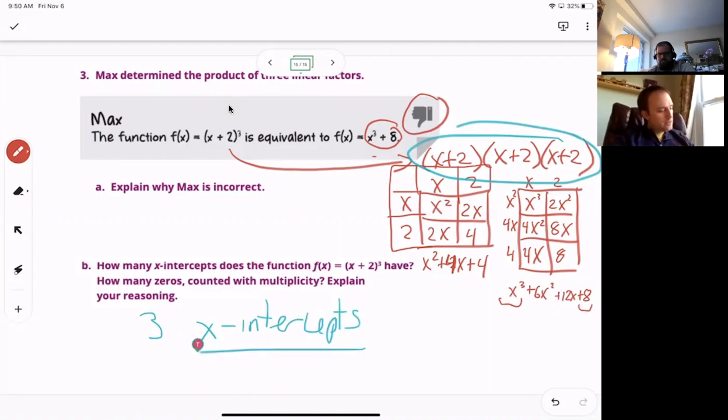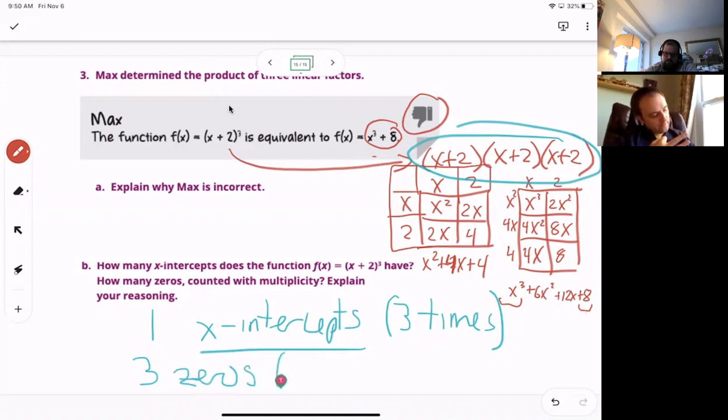And then the multiplicity, how many zeros? Oh, this is interesting. I'm going to change what I said. I'm going to say 1 x-intercept. Yeah, I was going to say 3 because I didn't read ahead about what they were asking me. So we have 1 x-intercept because x plus 2, x plus 2, and x plus 2, if we set each of those equal to 0, we will get the same number. So we have 1 distinct x-intercept. It happens 3 times, so we have 3 zeros.